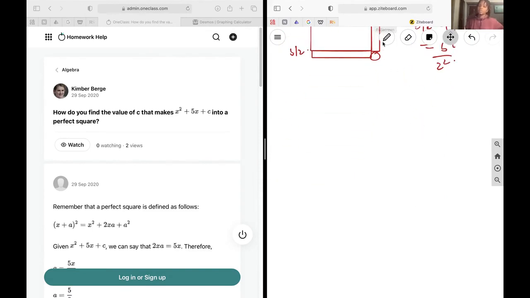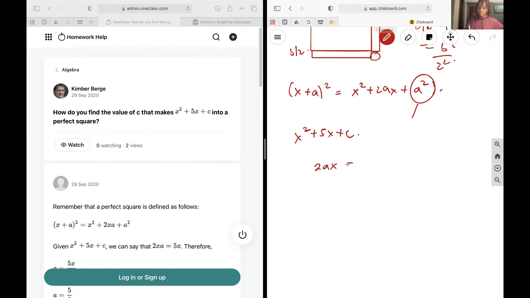Now, this is just the visual representation. What's actually happening is based off of the fact that x plus a squared, a perfect square, is going to be equal to x squared plus 2ax plus a squared. And so this a squared is what I'm looking for in this case. And so I have x squared plus 5x plus c, which means 2ax is equal to 5x. You can cancel out both 5s. I have 2a is equal to 5, which means a is equal to 5 over 2.